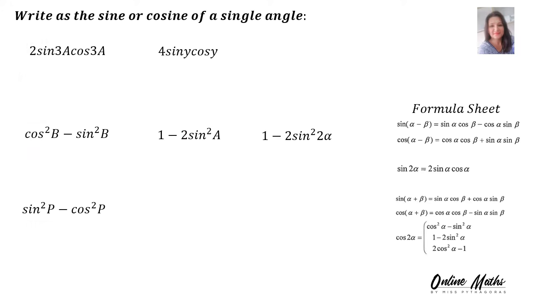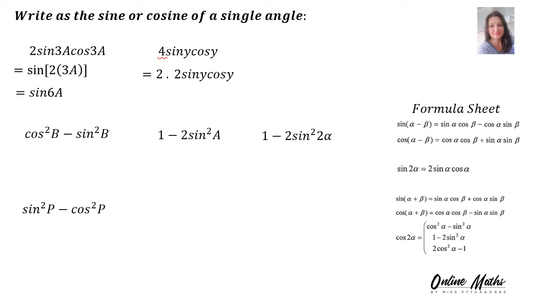Write as the sine or cosine of a single angle. So when I give you 2 sin 3a cos 3a, that one is the same as sin 2 times 3a, which is sin 6a. Then the next one, 4 sin y cos y.